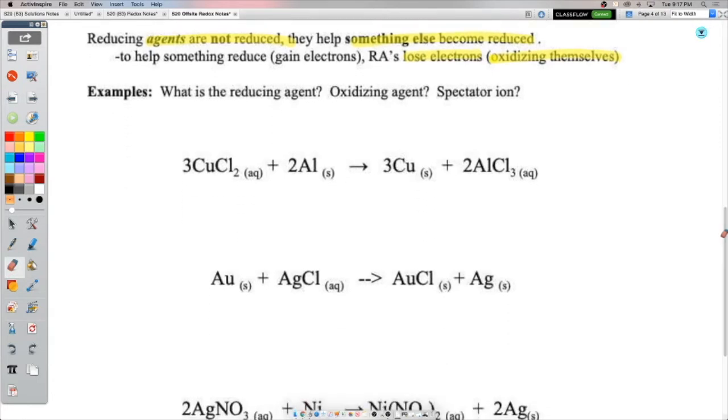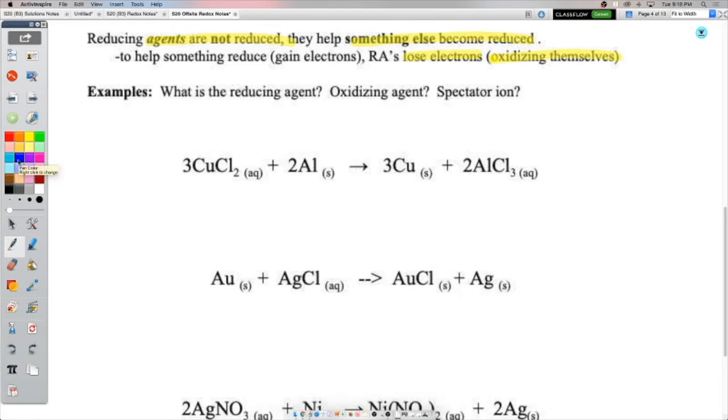All right. So in this one, we're just going to figure out what is the reducing agent, what is the oxidizing agent, and what is the spectator ion. Okay, so we'll go through one at a time with the charges, just like we always will. So what is the charge on this guy? Hey, this is from last topic too, right? We saw this same one.